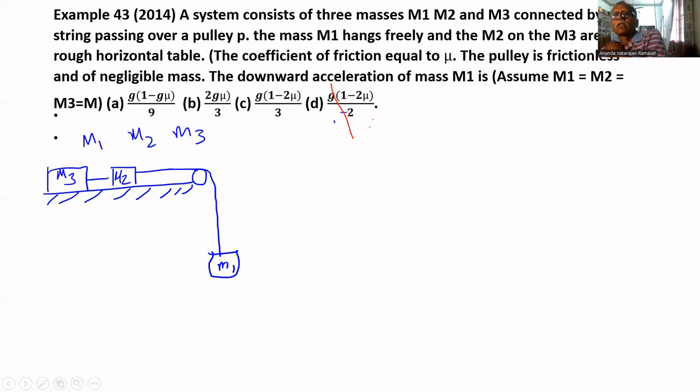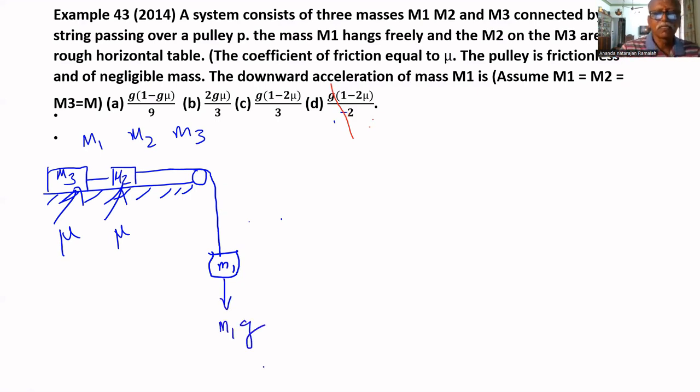This is M1. M1 hangs freely and M2, M3 are on the rough horizontal table. The coefficient of friction equal to mu. Here it is mu. Here also it is mu. So the downward acceleration of mass M1 equal to what? That is asked. So here, what is the force acting downward? M1g. So the string must have M1g in the upward.